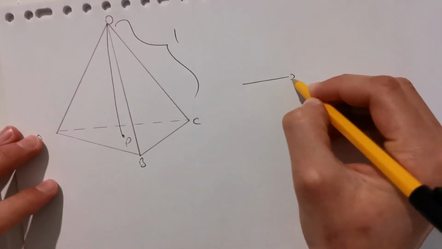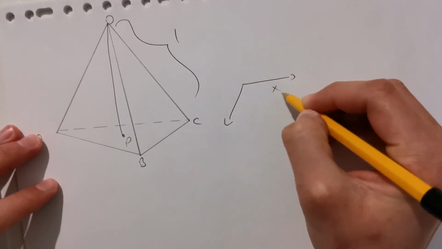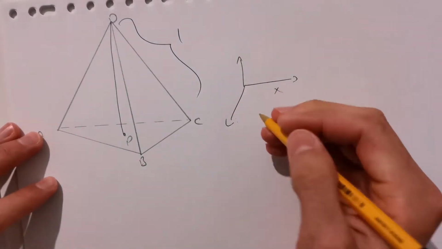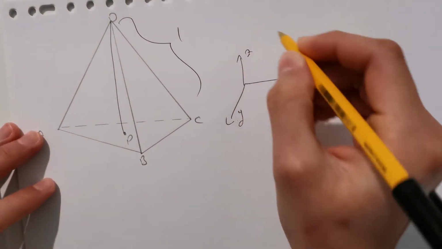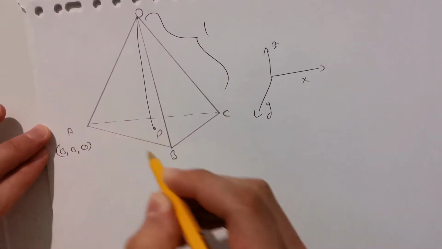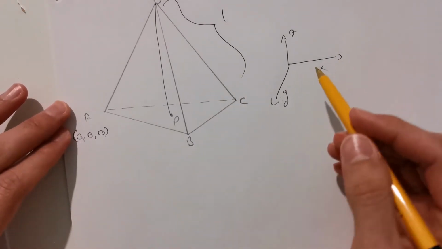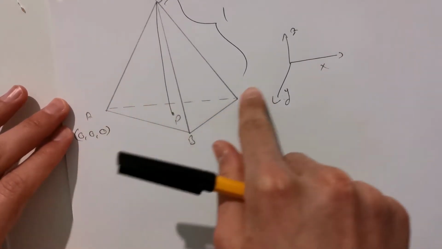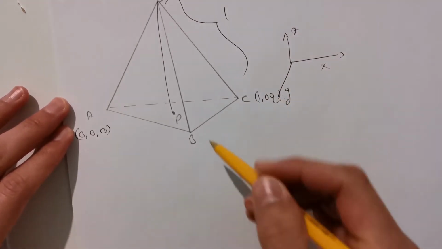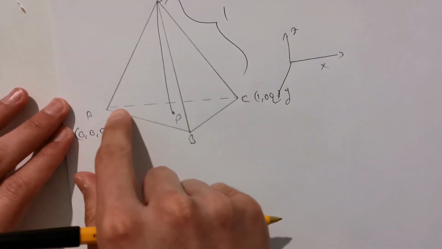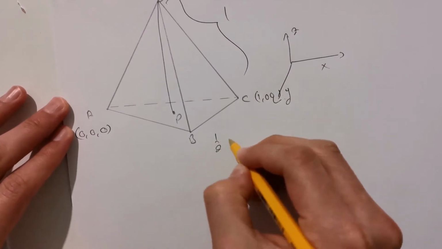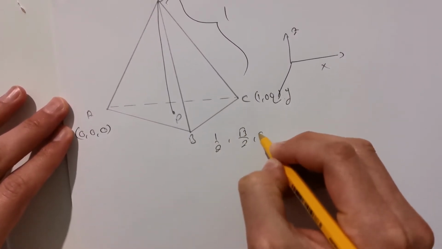I'm going to start by labeling the vertices. I'm going to employ vector calculus, so I'm going to call this direction the x-axis, coming out of the page is the y-axis, and going up is the z-axis. I'm going to say A is the origin, so A is (0, 0, 0). Therefore C is along the x-axis, so C becomes (1, 0, 0), and if you employ Pythag in this triangle ABC, B becomes (1/2, root 3 over 2, 0).